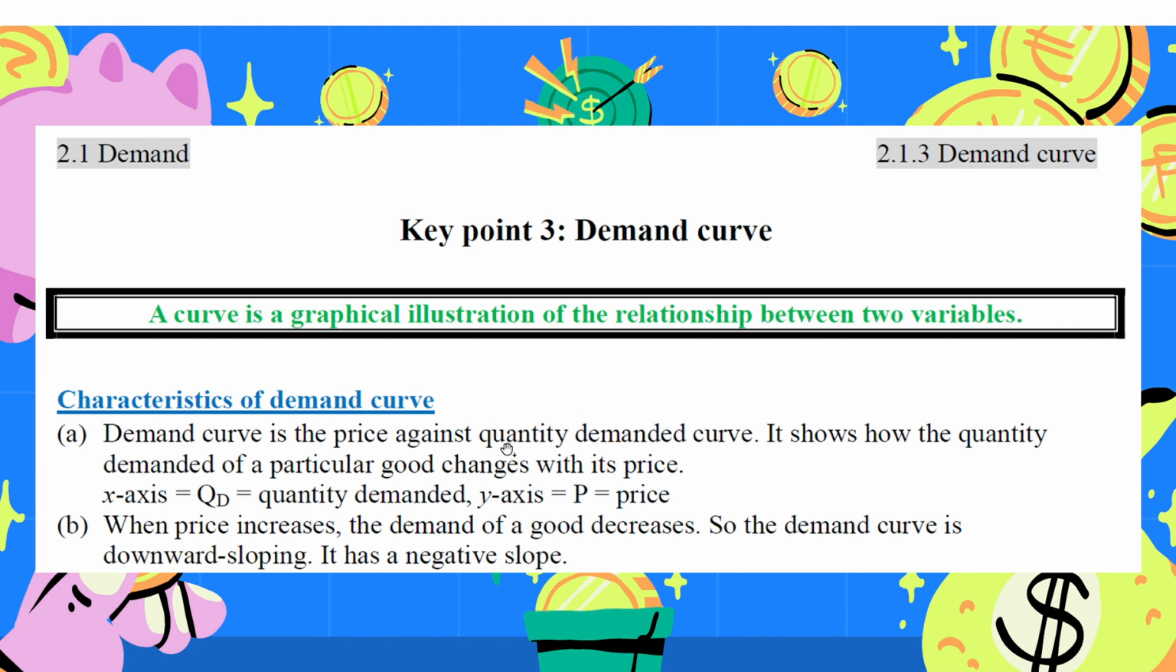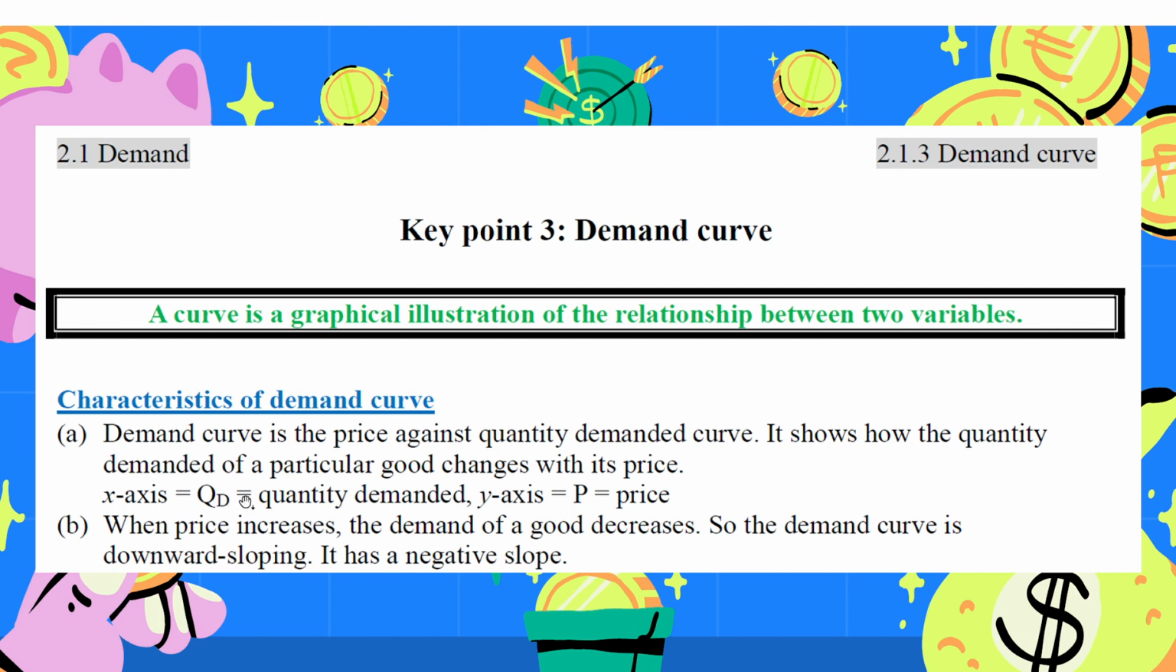Okay, for some reason that you will understand and appreciate later, we use the math straight line, but you use it a little bit differently. We modify it for the sake of economics. It shows how the quantity demanded of a particular good changes with its price.